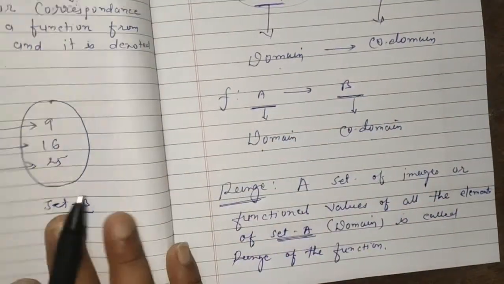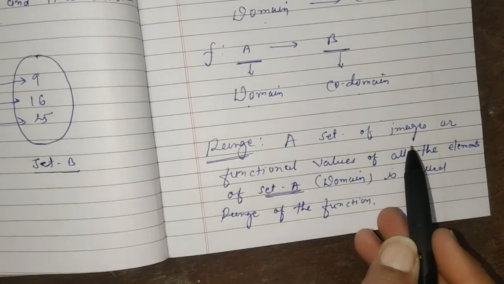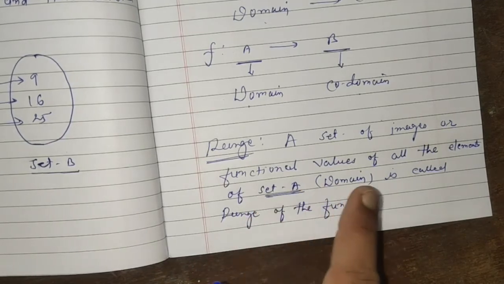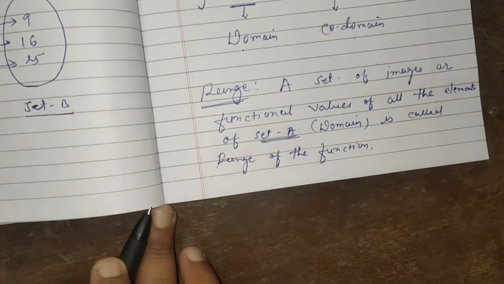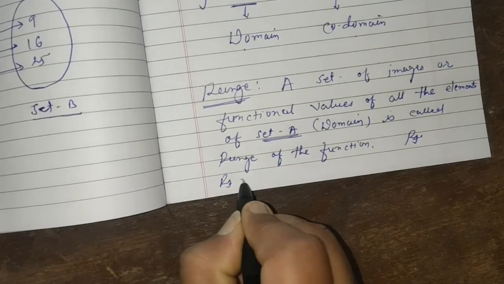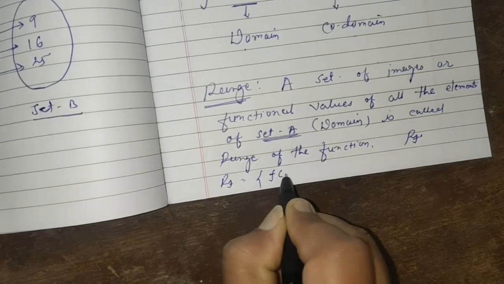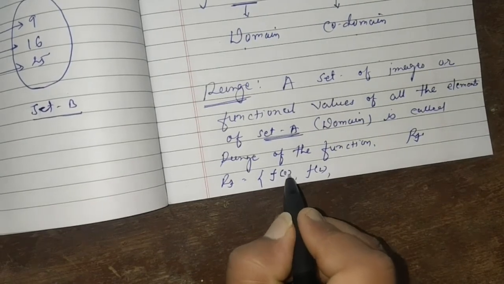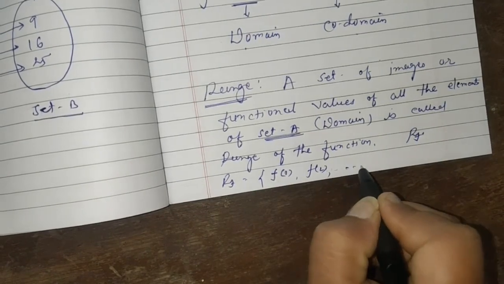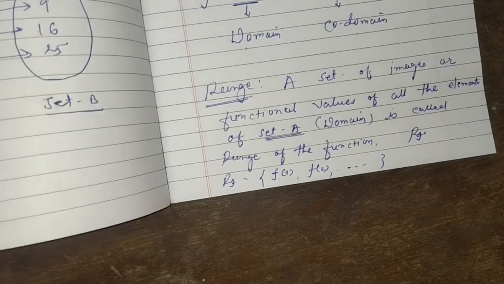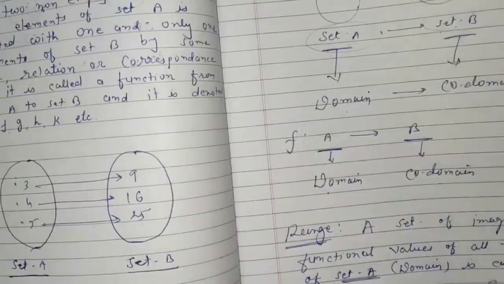And the range, that's very simple, is a set of images or functional values of all the elements of set A, meaning the domain, and is called the range of the function. It is denoted by R_f. So we can say R_f is equal to {f(1), f(2), ...} for the elements of the domain. Whatever values we get for the elements of the domain, that is called the range. So that's very simple.